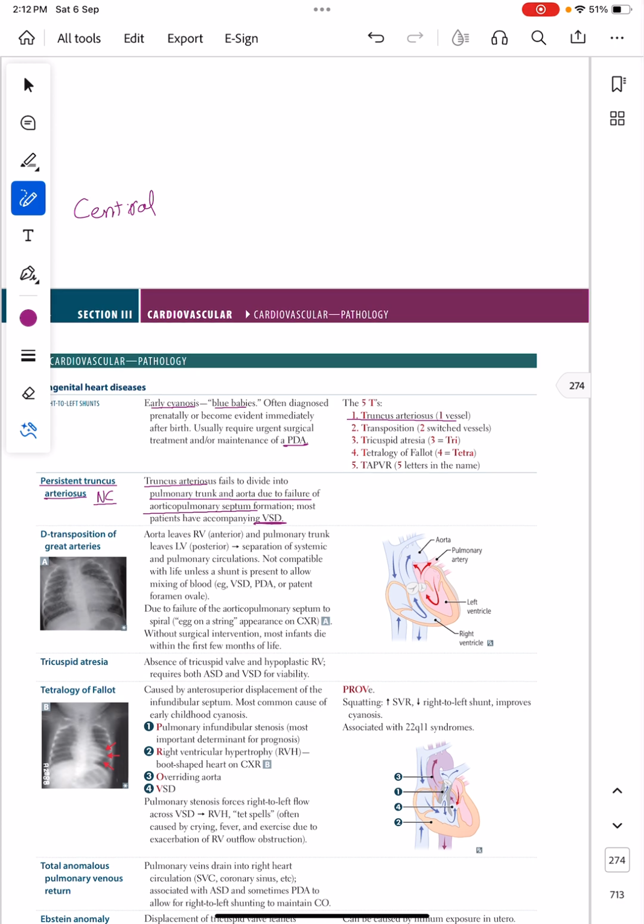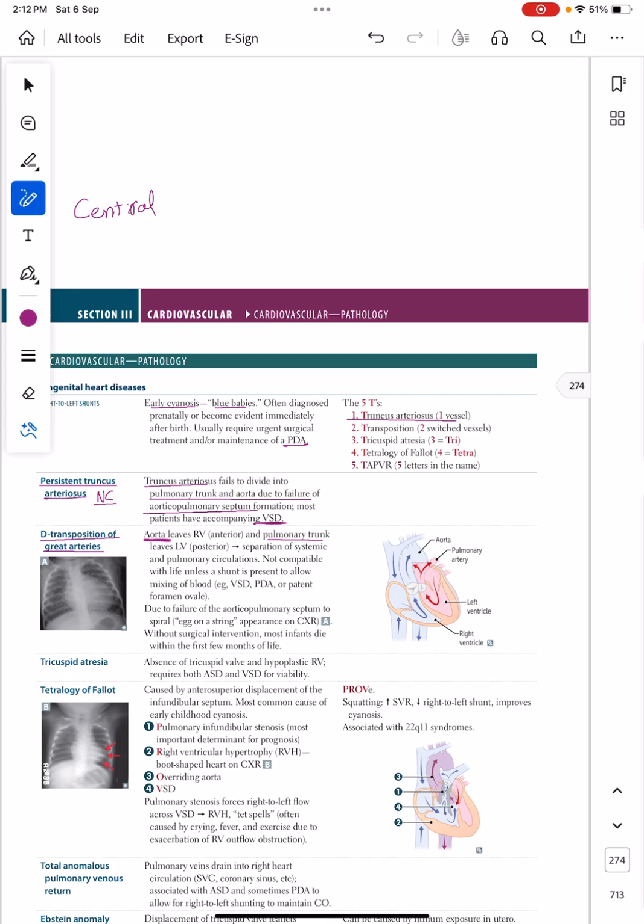So in the transposition of great vessels, what happens is, as the name suggests, that two of the great vessels, what two? One is the pulmonary artery, the pulmonary trunk, and the second one is the aorta. These two exchange their places.